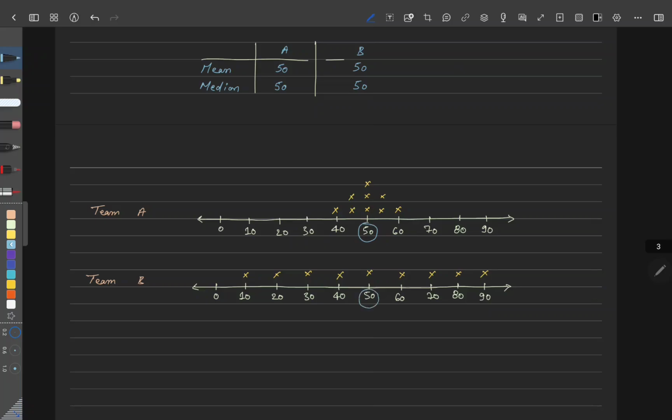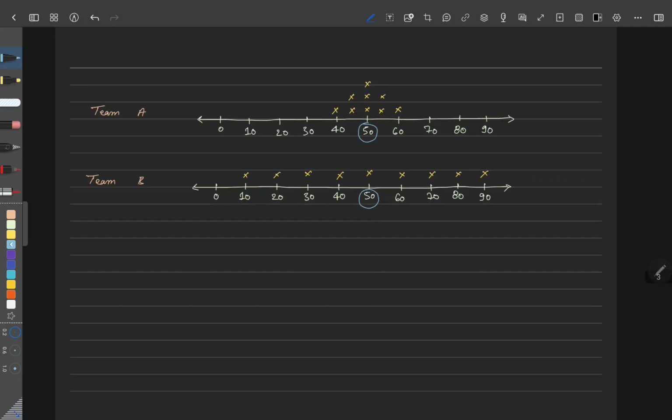But let's care about mean only, since we are studying mean deviation, right? So the mean of both the data is 50, right? So what is that which mean and median are failing to tell us? Let's understand that. So if you take another look at these line plots and think about the spread of the data or how the data is scattered around the mean value, you can clearly see that the data for team B deviates a lot from the mean or is more spread out around the mean.